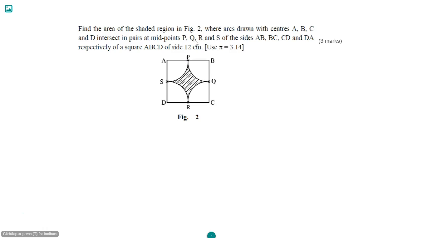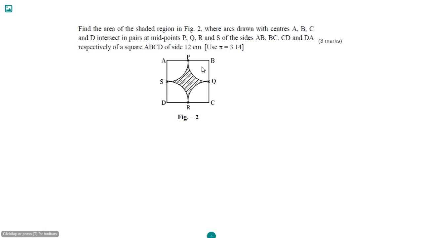Find the area of the shaded region where arcs drawn with centers A, B, C and D intersect in pairs at midpoints P, Q, R and S of sides AB, BC, CD and DA respectively of a square ABCD of side 12 centimeters. Long sentence, isn't it? So we just need to find the area of this shaded region in the middle.